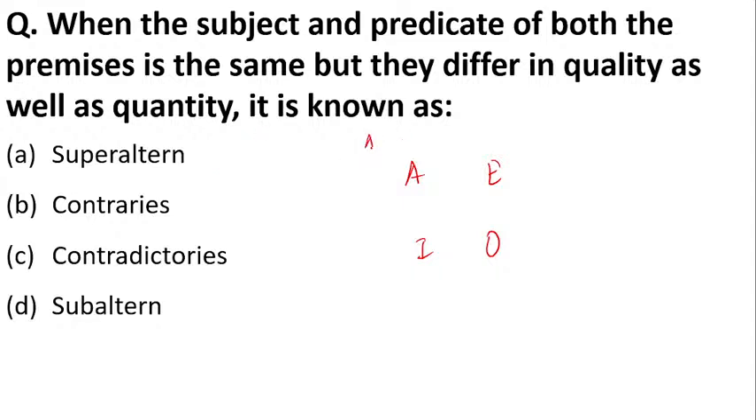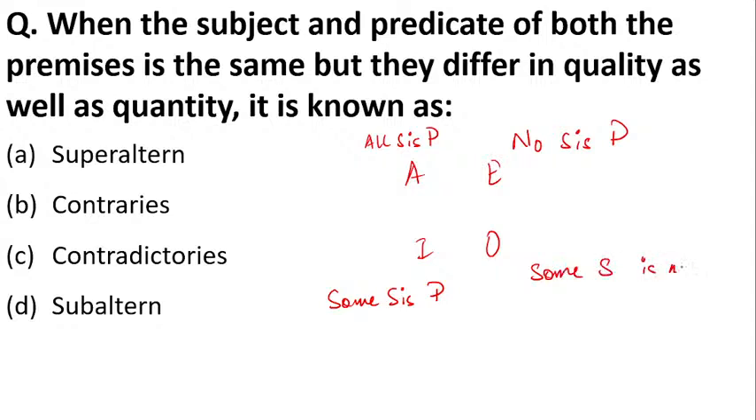Like if I say all S is P, no S is P, some S is P, some S is not P. So here I am saying both the subject and predicate is same but they differ in quality as well as in quantity. So if you see this relationship, contradictory, okay, this is contradictory, you remember.